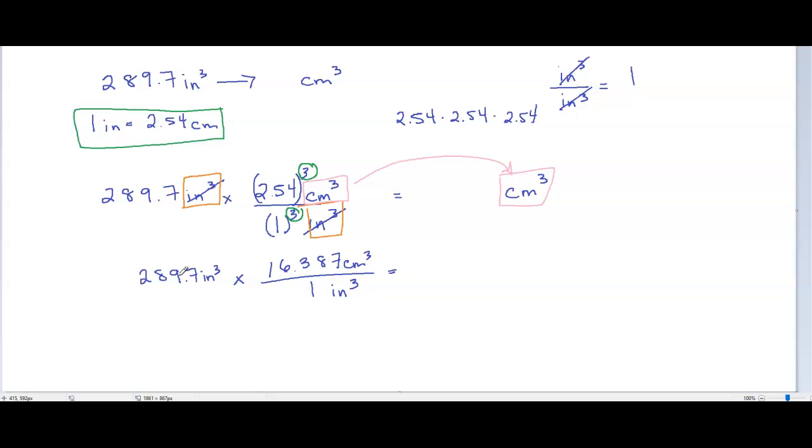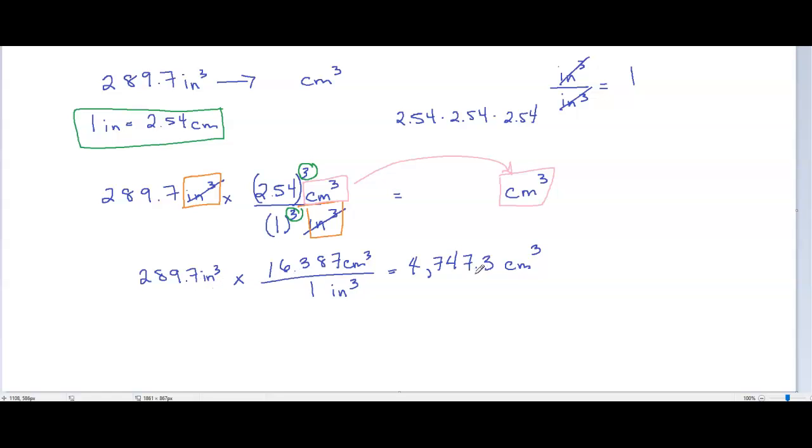So then my answer is going to be 289.7 times 16.387, which is going to give me 4,747.3 centimeters cubed. And in terms of the reasonableness of this answer, inches are much larger than centimeters. So it makes sense that I'll have a much larger number of centimeters than inches, because it takes more centimeters to make up an inch, right?